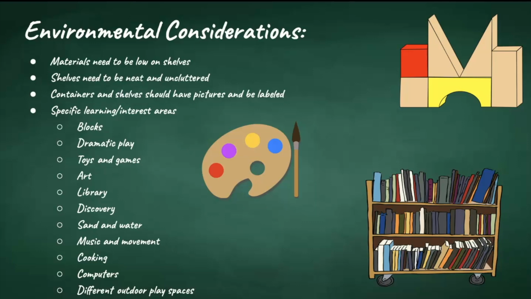Picture and word labels should be put on containers and shelves. That way the children know where the materials belong and learn to use print. It also teaches them how to correspond pictures with objects, which is also known as image recognition. There should be distinct learning and interest areas, such as blocks, dramatic play, toys and games, art, discovery, library, sand and water, music and movement, cooking, computers, and different outdoor play spaces so that the children know what choices are available and can make their own decisions.